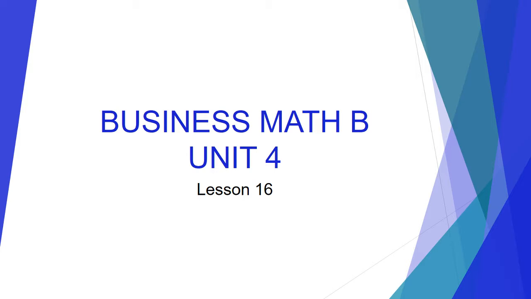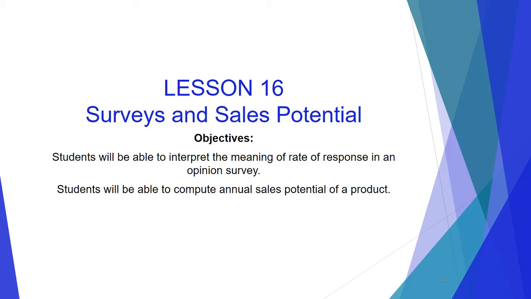Hi everyone, today we are going to go over lesson 16 of Business Math B. The objective for this lesson is so you will be able to interpret the meaning of rate of response in an opinion survey, and you will also be able to compute annual sales potential of a product.